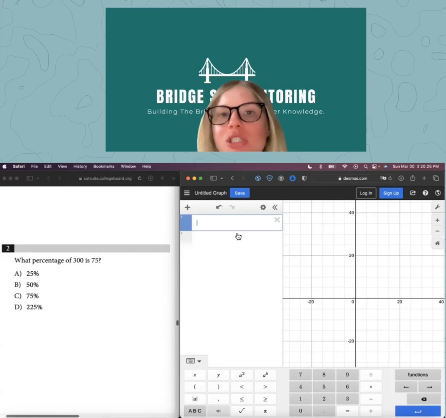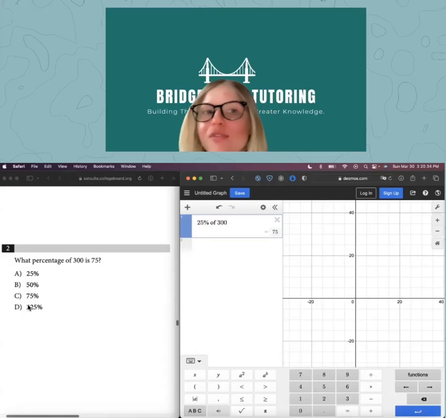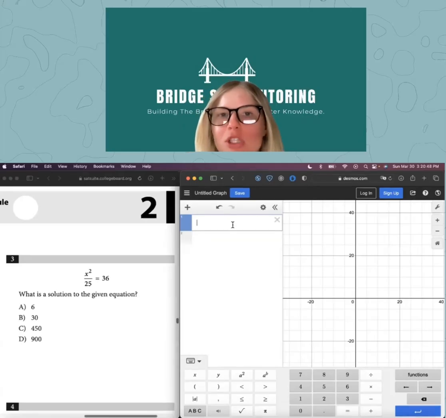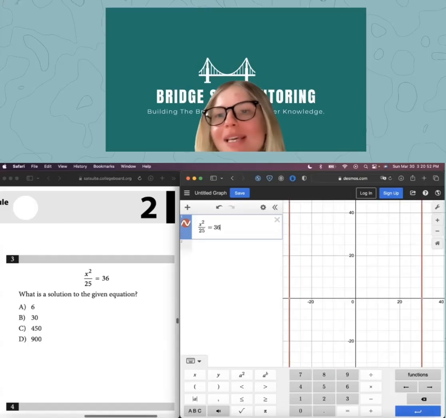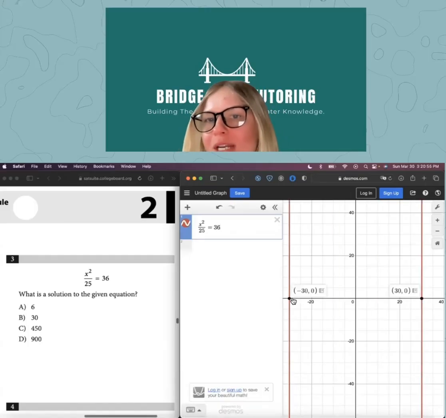What percent of 300 is 75? So what I'm going to do is choose the percentages. 25% of 300 is 75, the answer choice is A. Simple as that. What is the solution to the given equation? I'm going to go ahead and plot in the function and see where the x-intercepts are. There's one at 30, negative 30. The answer here has to be 30.